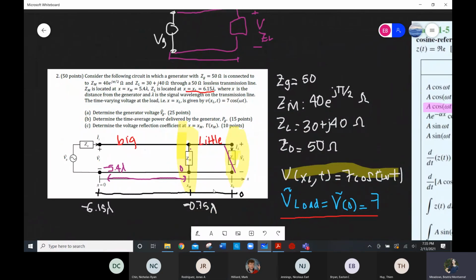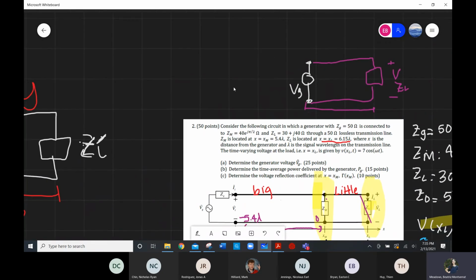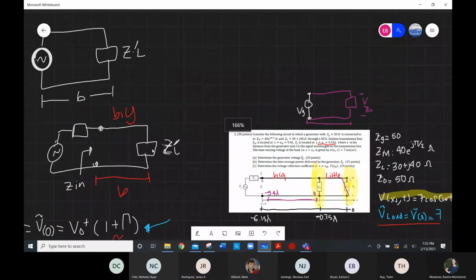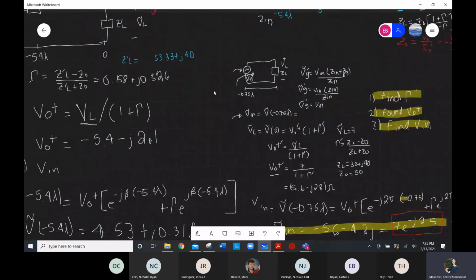Part B, we're not even going to do it because I know you can. Actually, I will let you do it with me because I want you to be comfortable plugging in your calculator. So we want to find PG, the power at the generator, and we know the formula for PG.